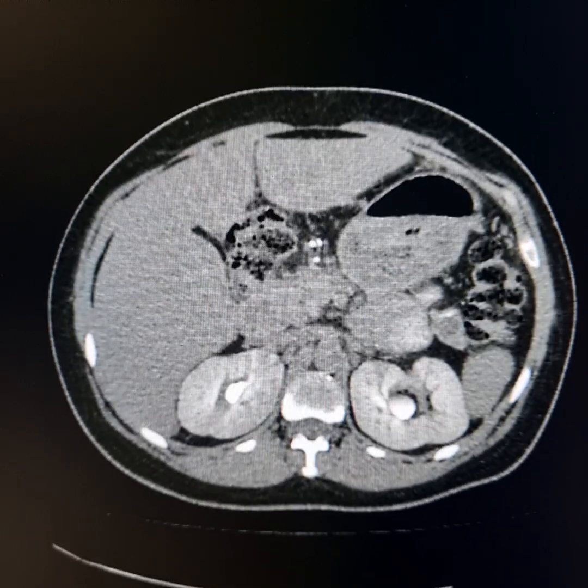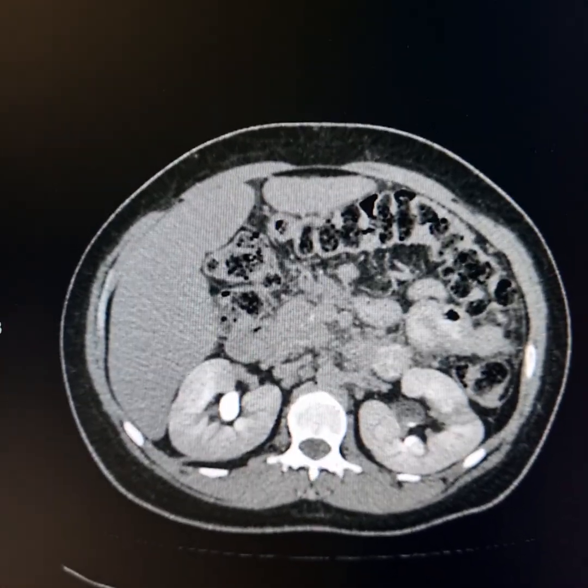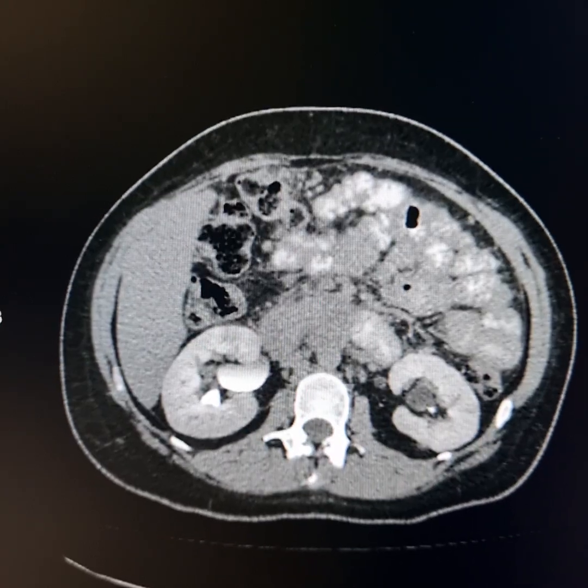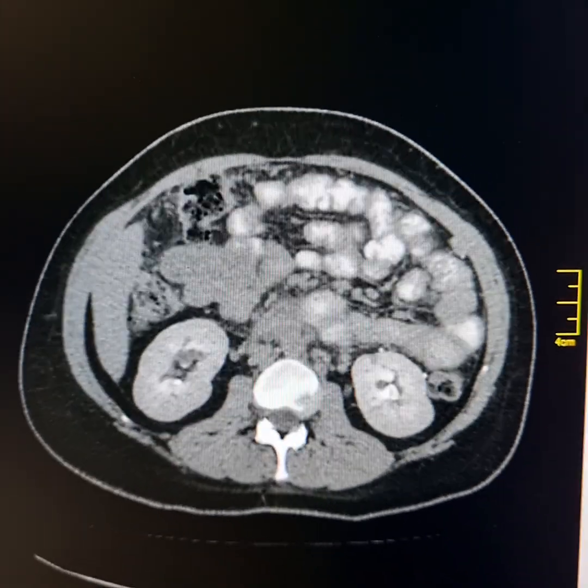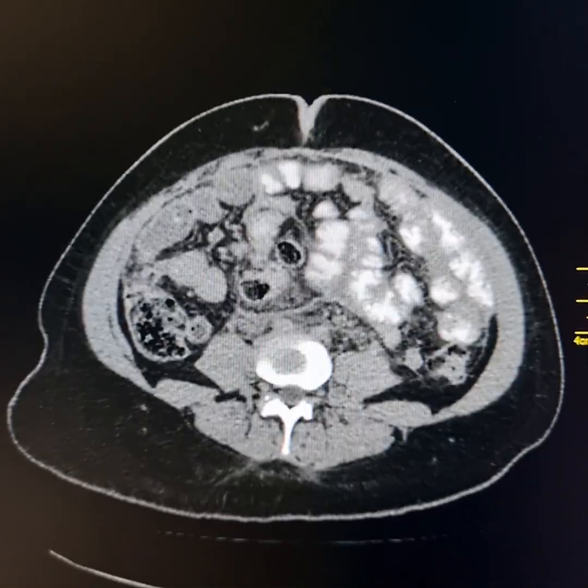This is a delayed scan, bilateral mild hydroureteronephrosis because of the ureteral involvement by the inflammatory process.